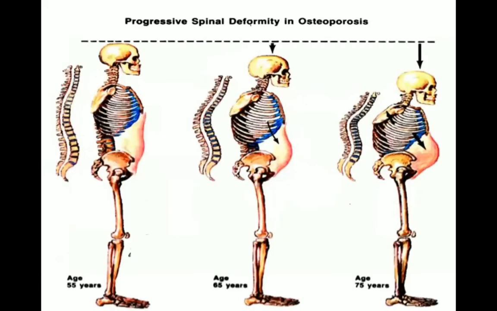So this is how the deformity looks in the vertebral column. At the age of 55, it's straight, and then slowly the compression of the vertebral column progresses, and at 65 and at 75, you can see a considerably reduced height here, due to the compression or the fracture of this vertebral column.